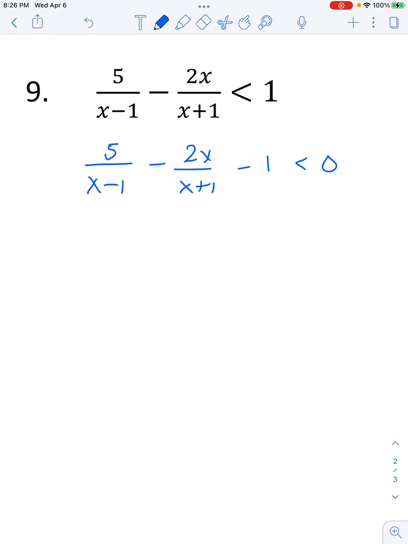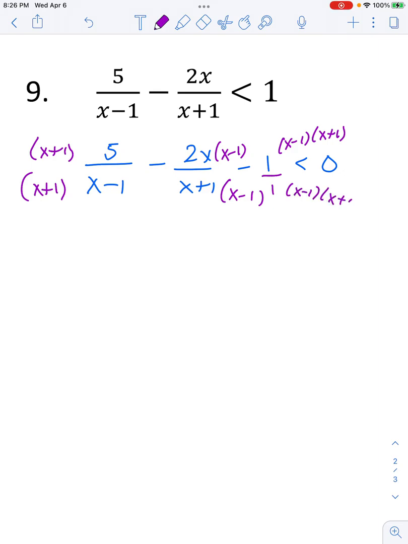And then we want to get common denominators, which would be to multiply this guy by x plus 1. Then do a top and bottom. Multiply this by x minus 1. Do that top and bottom. And then finally multiply this fraction at the end by x minus 1 and x plus 1. And we don't ever have to worry about the 0 because it's all going to multiply to 0 anyways.